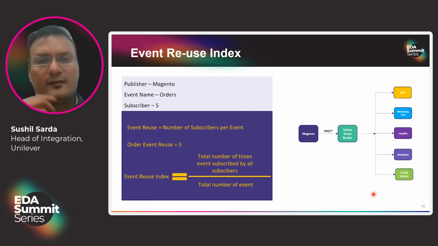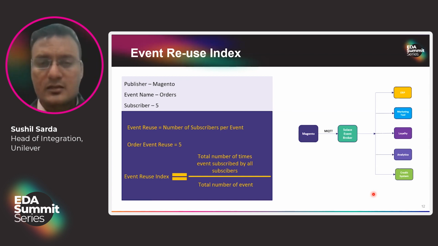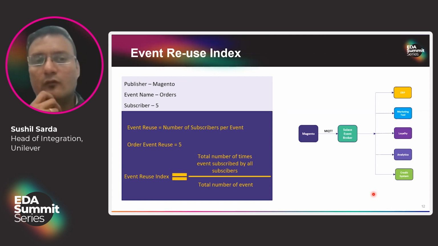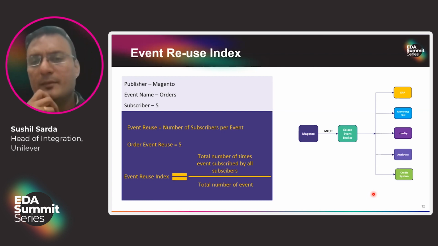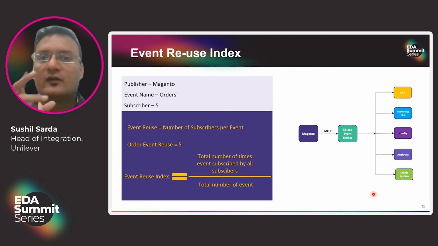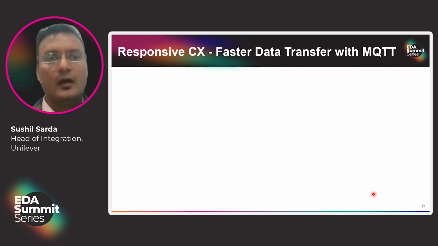But let's say there's another event, say invoices, and there are 3 subscribers to this. So the total number of events is 2, and the total number of subscribers is 5 plus 3, 8. 8 divided by 2 gives you a reuse index of 4. That tells you how effectively you are able to reuse your events. The higher the number, the better it is for the organization. This is how we measure the reuse of the data which we are publishing on the Solace layer. It effectively means that you have published data only once and it has been subscribed so many times, so from a performance perspective also, it is saving you resources.